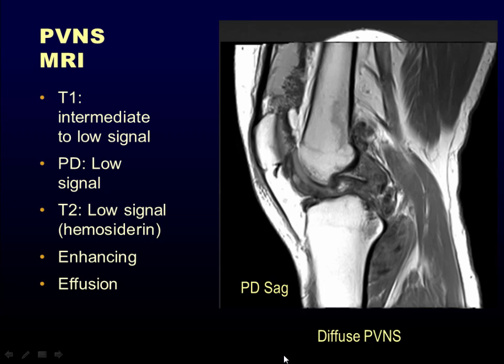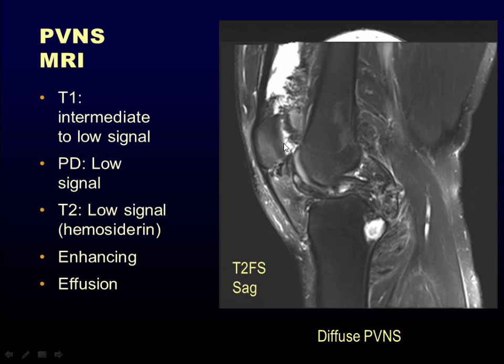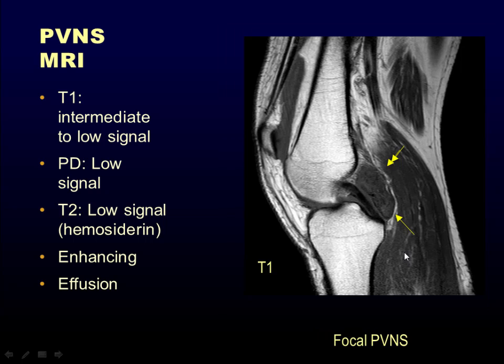Not a lot of things are dark on both T1 and T2. That takes us to thinking about things that are densely mineralized, but we've seen the radiographs and this isn't mineralized, or things with hemosiderin in them. So in this case, this is from the hemosiderin from diffuse PVNS throughout the knee. Here, a case with a focal PVNS.